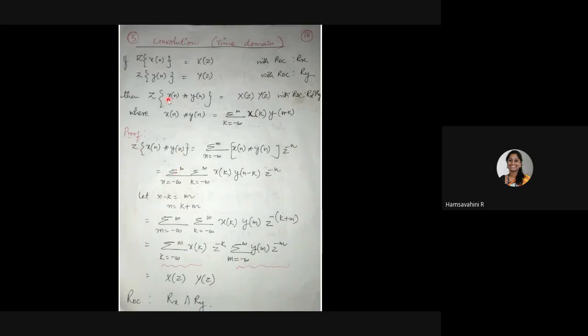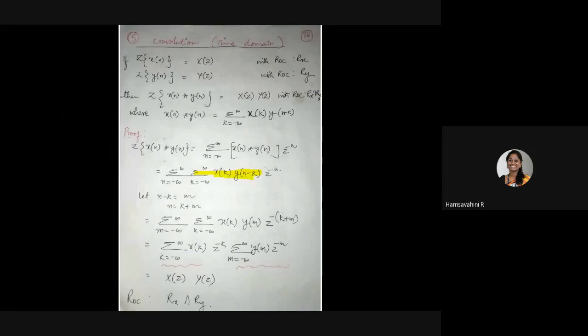The z transform of x of n convolved with y of n is given as summation n equal to minus infinity to plus infinity, and in place of the signal, I need to represent x of n convolved with y of n, times z power minus n. Let us simplify this expression. x of n convolved with y of n is represented by the convolution sum, summation over k of x of k into y of n minus k. This is nothing but your convolution sum expression.